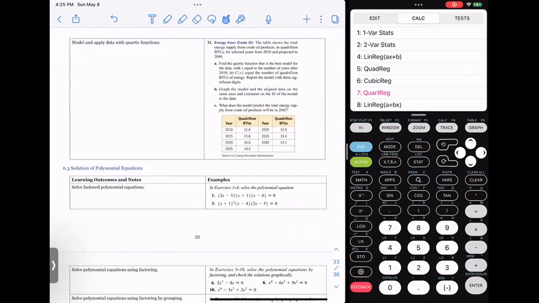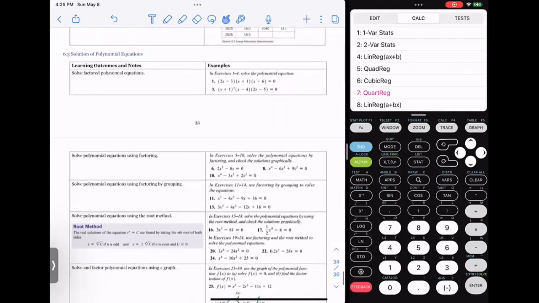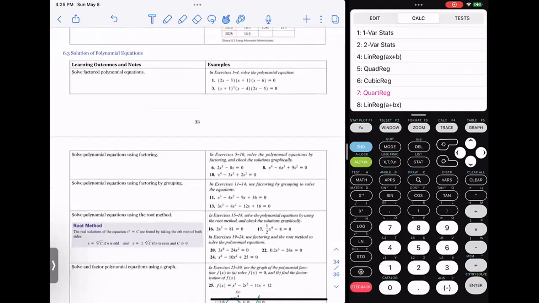Those two boxes are really just modeling data using that equation. 4.6.3, the solution to modeling equations. So how do you feel about this page here?